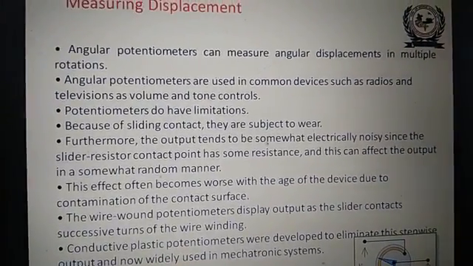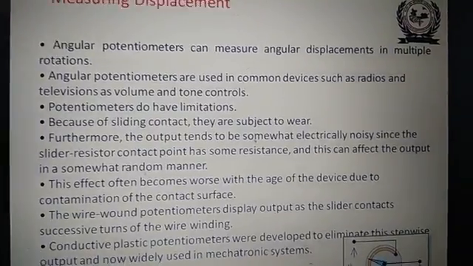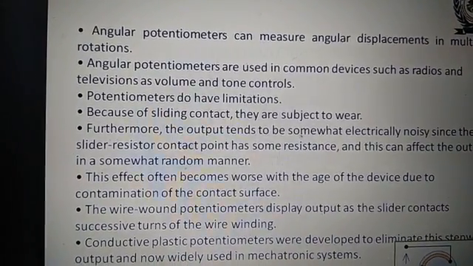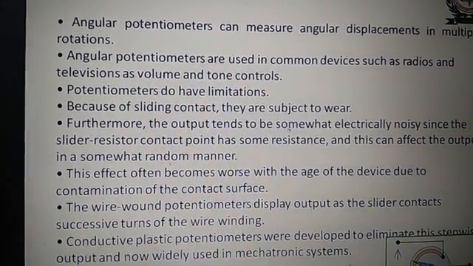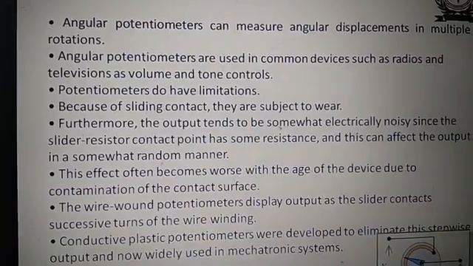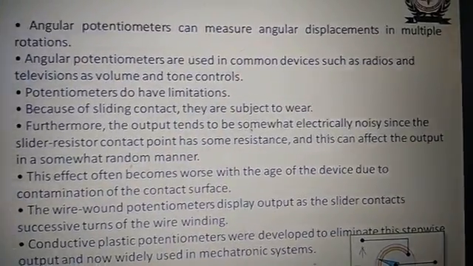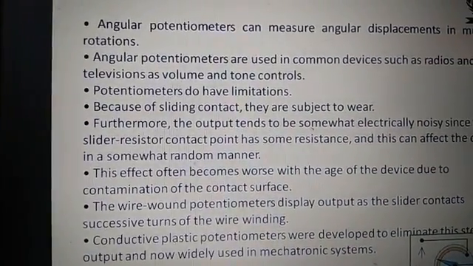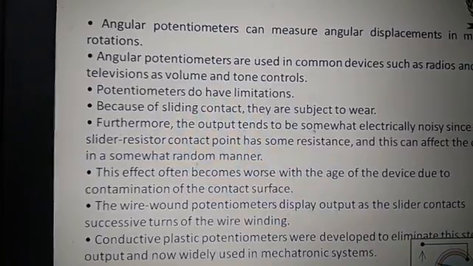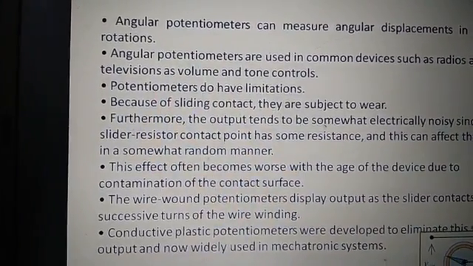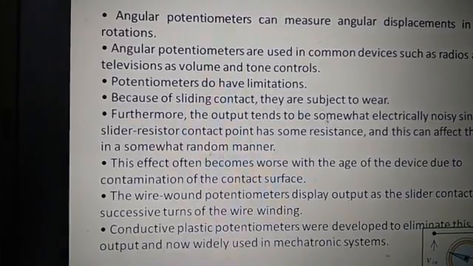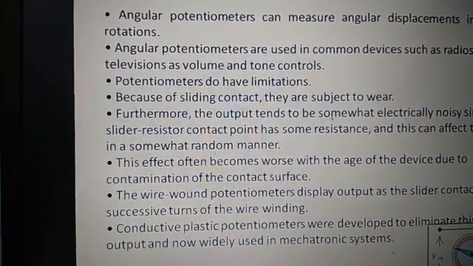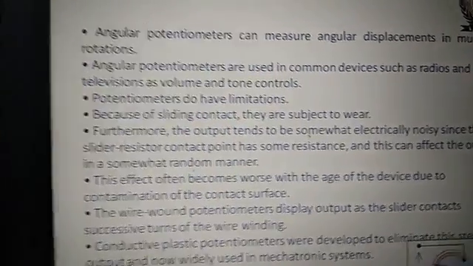Angular potentiometers can measure angular displacement in multiple rotations. Angular potentiometers are used in common devices such as radios and televisions as volume and tone controls. These are normally used and you are using them daily, as a knob on radios and televisions for volume control. These potentiometers are used.